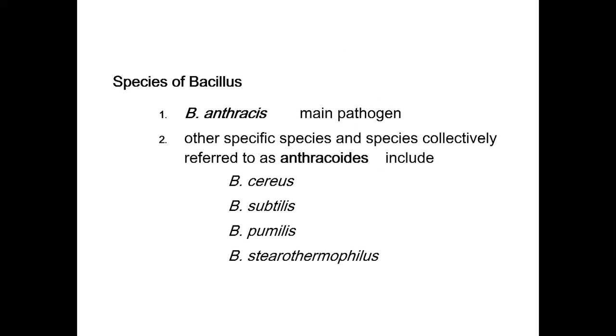So we'll again pick on Bacillus anthracis later, but if we look at the species in general, Bacillus anthracis is the main pathogen, and then there are other specific species which have their own names, and then there are other species, many of them collectively referred to as anthracoids. Again, just to separate them from the main pathogenic species. So among other species that are named or commonly encountered among the ones which are not Bacillus anthracis, we have Bacillus cereus, Bacillus subtilis, Bacillus humilis, and Bacillus thermophilus.